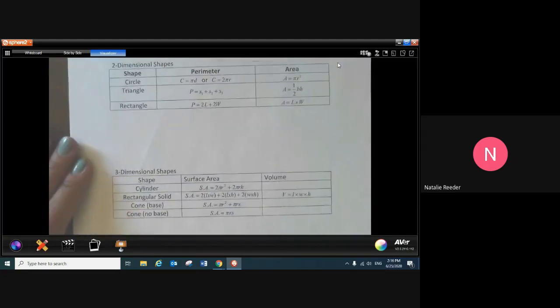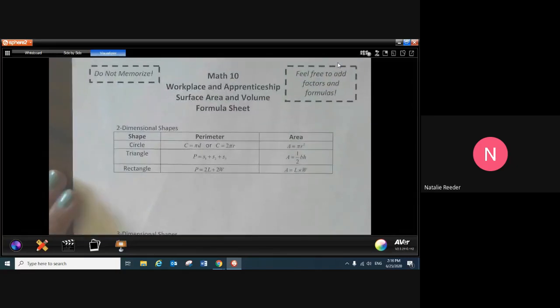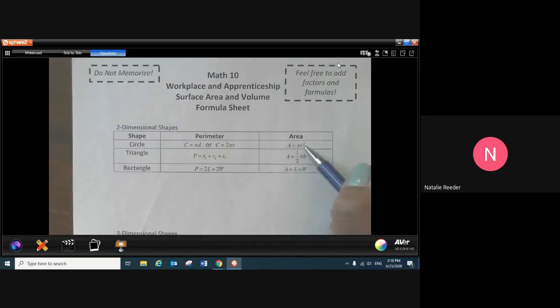Now, I just want to show you that this is a formula sheet, which in class, your teacher will probably give to you. If not, it will also be posted on the Google Classroom. These are not formulas that you need to memorize. It gives us the area of a circle, the area of a triangle, the area of a rectangle. As for the trapezoid and the parallelogram, your teacher will more than likely give you those. So that's basically it. That's all there is to finding the area of two-dimensional shapes. Now you can go ahead and do your practice.